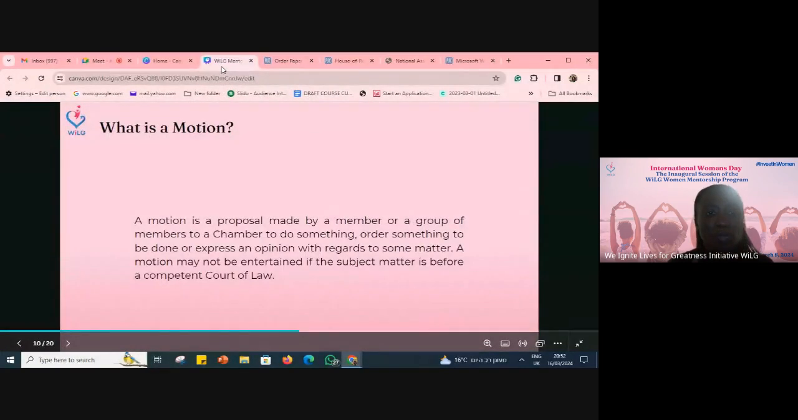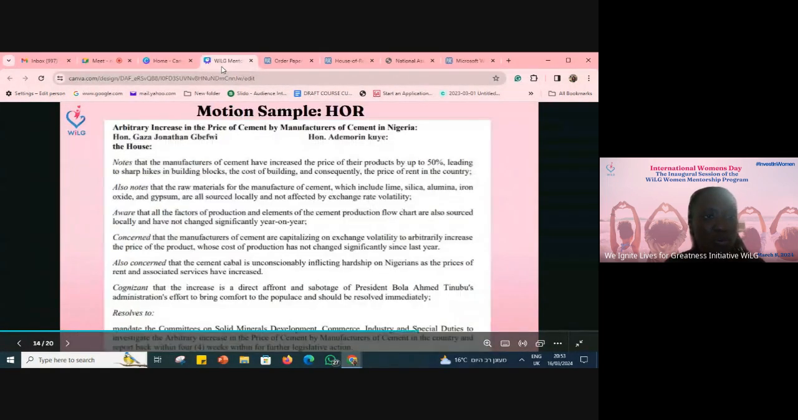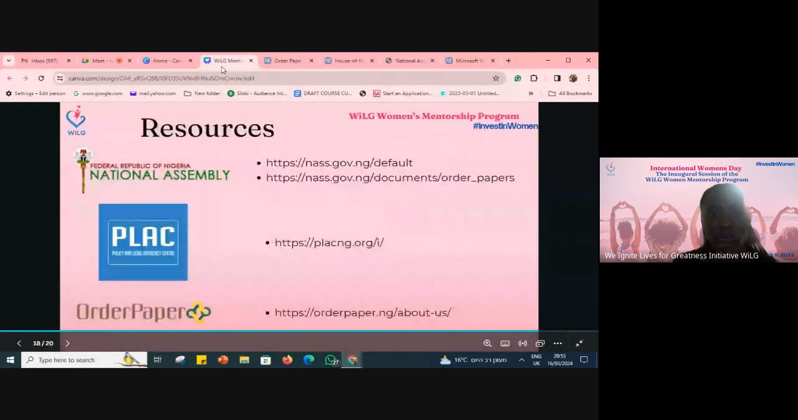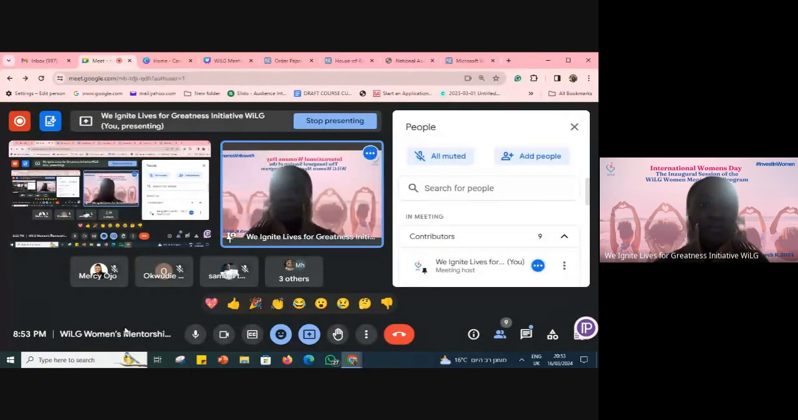And then we moved on to talk about what a motion is. A motion is simply a proposal that a member or group of members in the House would put forward to the House to either express an opinion or to say something needs to be done, right? And then we talked about the types of motions, and then we looked at some sample motions. So does anybody have any questions at the moment before we go to drafting one? At least we should be able to draft one today.